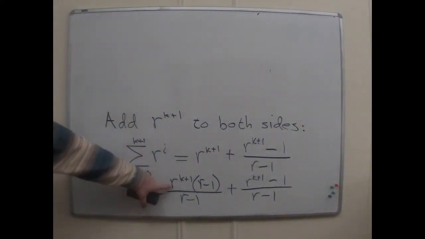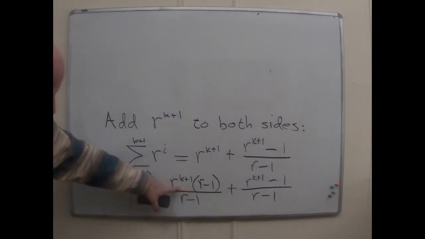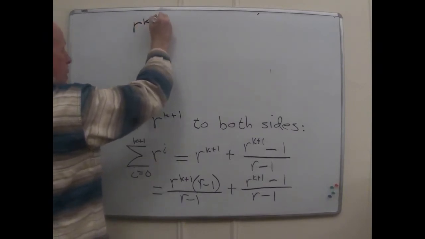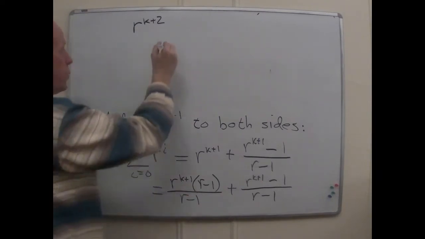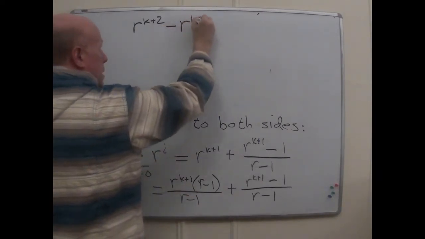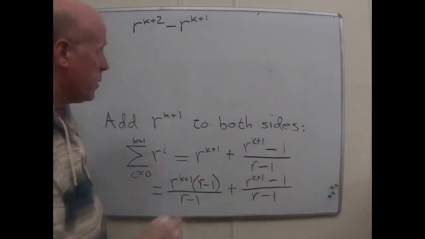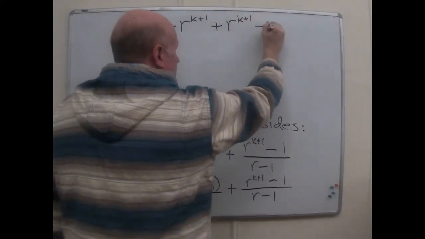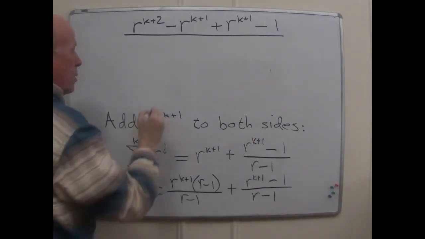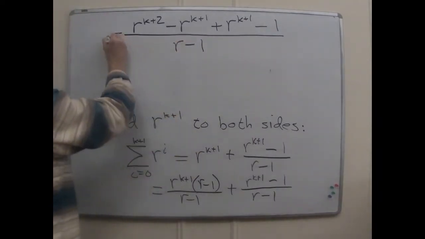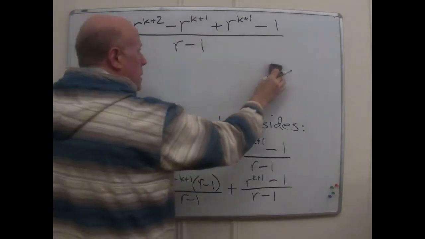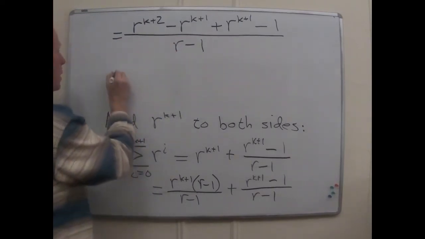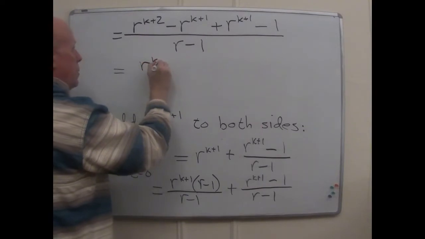So this looks like r to the k plus 2, right? Because r to the k, we're just going to distribute this r to the k plus 1 over the other thing. So we get r to the k plus 2 minus r to the k plus 1 plus r to the k plus 1 and then minus 1. All of that over r minus 1. Right, so the two things in the middle cancel each other and we get exactly what we were hoping for. r to the k plus 2.